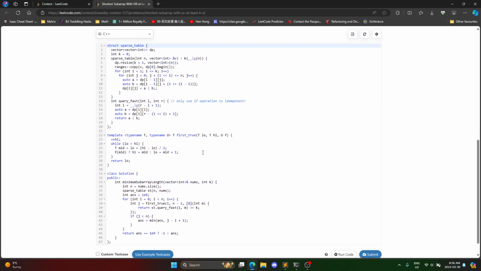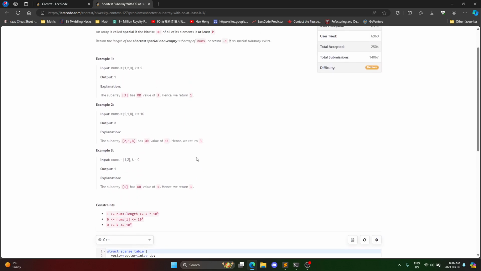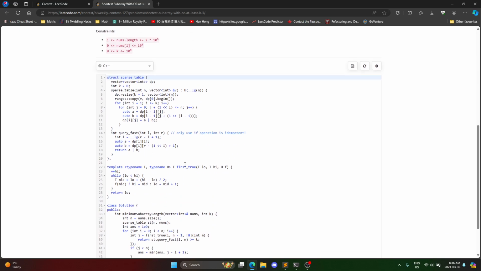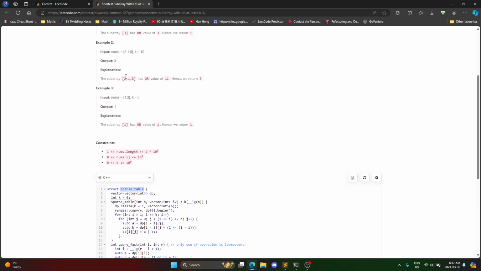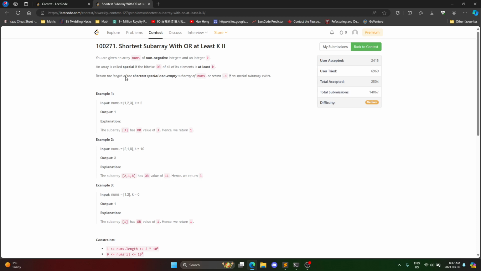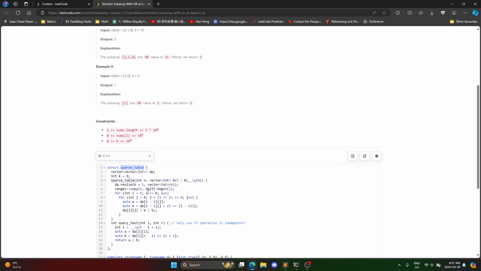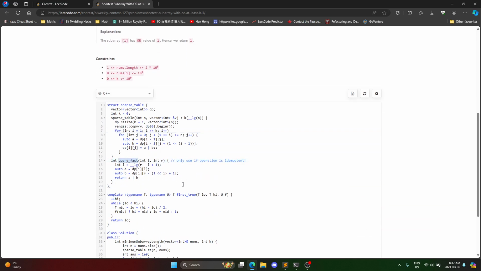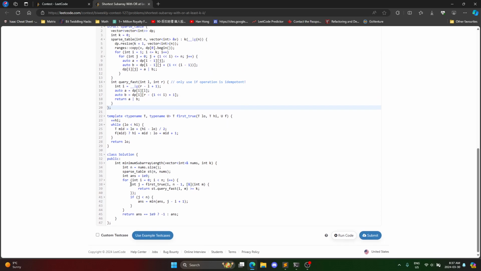This one, so I believe there is a two-pointer approach for this. So the idea, well, let me explain my solution first. So we use this thing called sparse table, which is really, really useful. Sparse table allows me to query the range, any range bitwise OR in constant time with this. So what I did was I binary search the first J such that this condition is true.